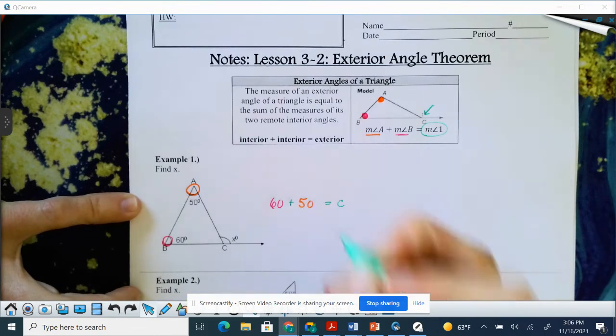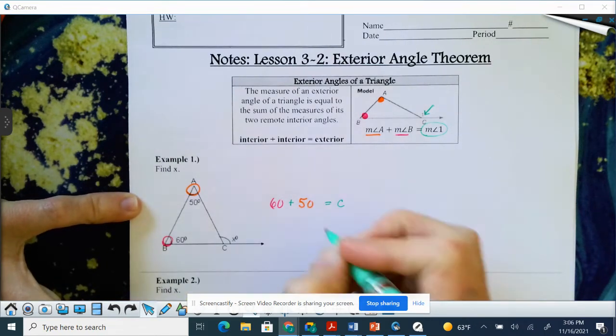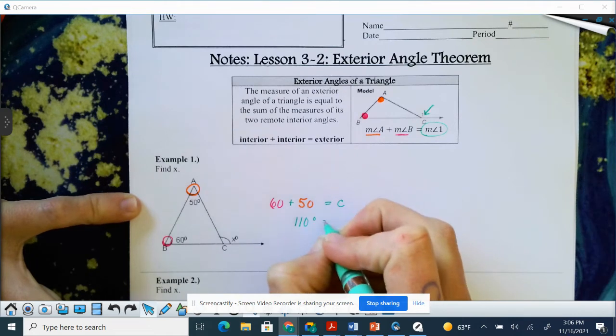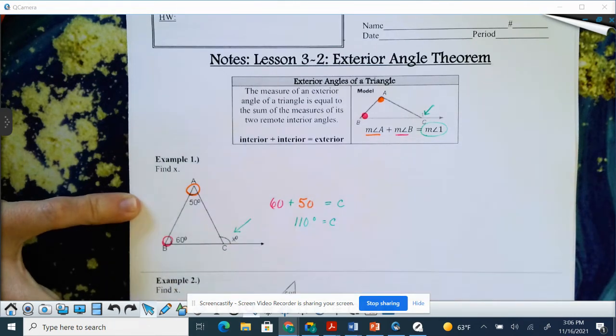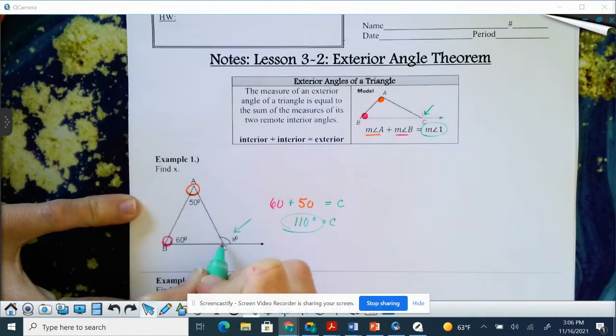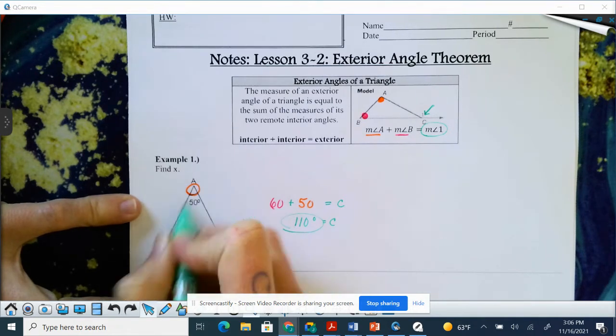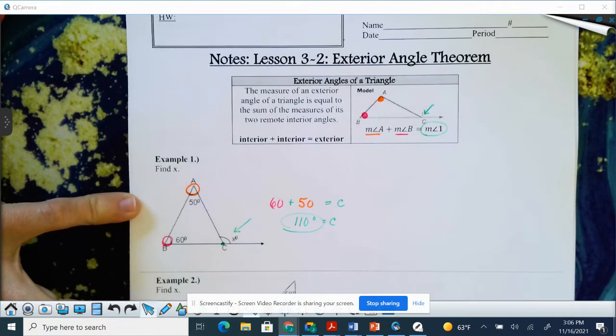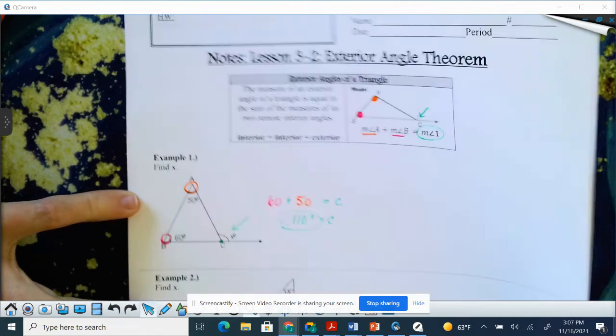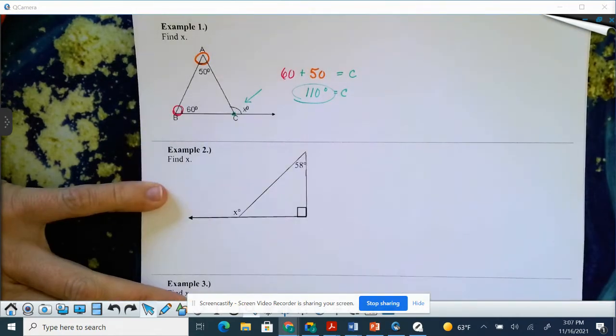So add them together. So 50 plus 60 is going to give me 110 degrees, which is our exterior angle here, C. So X in this case is going to equal 110 degrees because the non-adjacent angles, so not touching that vertex, are 50 and 60, and we're going to add them. So that's super basic. All right, then this guy just looks slightly different.